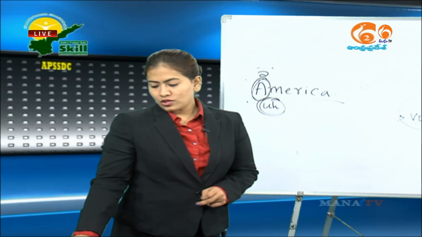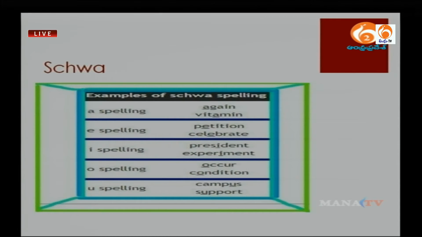So let's move on to understand a few more examples in the slide. Examples of schwa spelling: words such as again, vitamin or vitamin, so both are accepted, one being the US pronunciation.